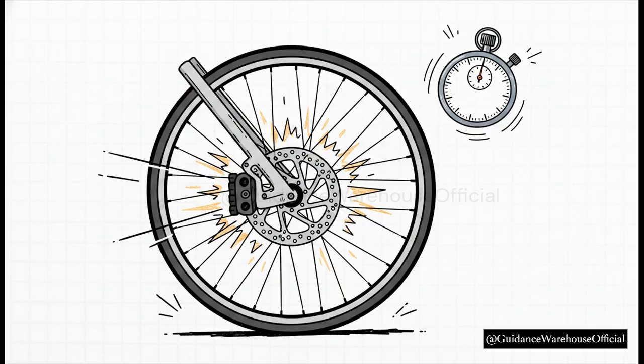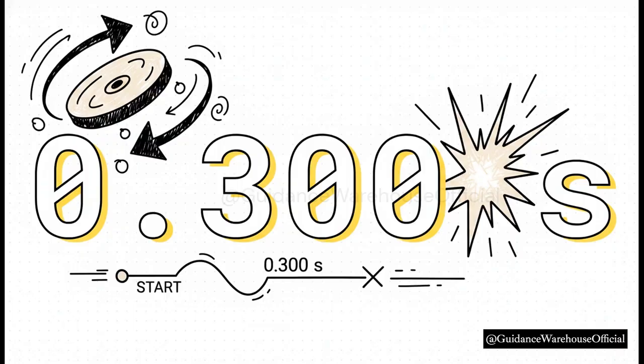The wheel is dead stopped. So we solve for delta t by dividing delta omega by alpha. We divide our change in velocity, which is negative 26.2, by our massive negative 87.3 acceleration. And what do we get?